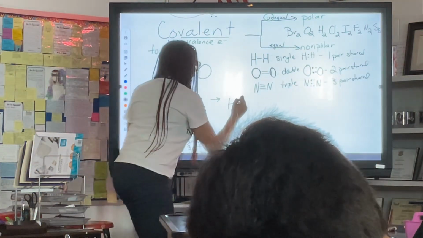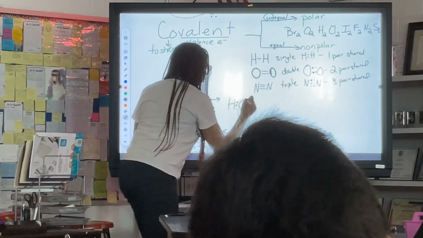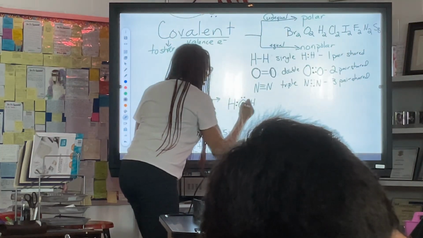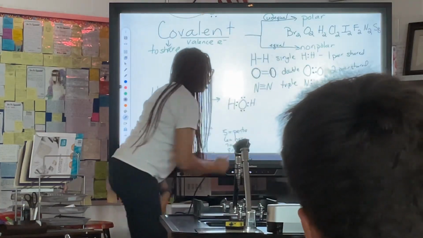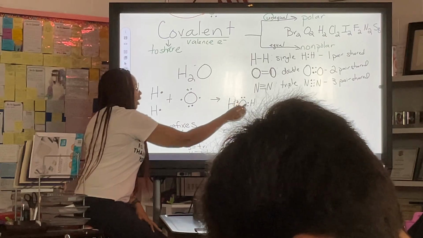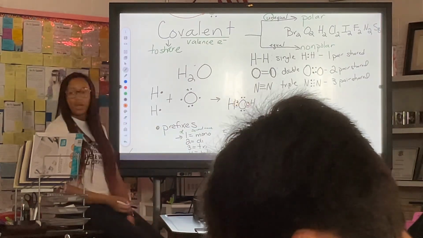So I'm going to put oxygen in the middle, bond it to the hydrogens, and then add in the other valence electrons. Notice that here, they are sharing those valence electrons.